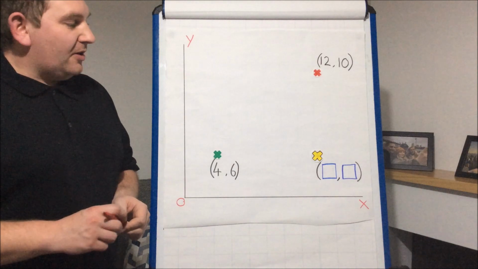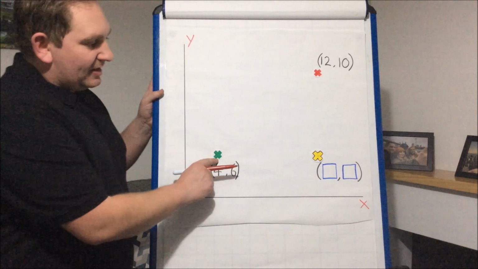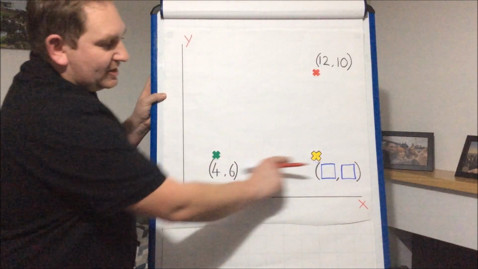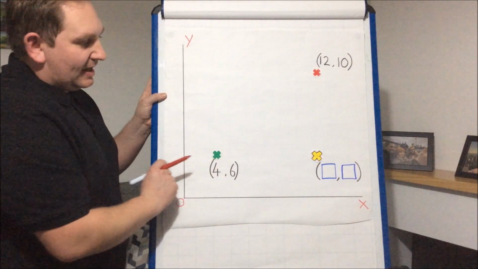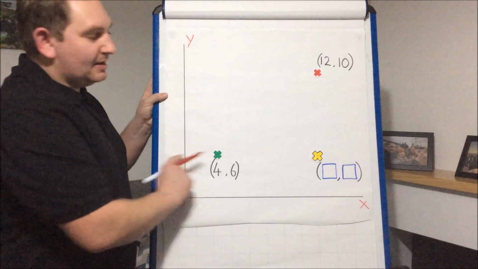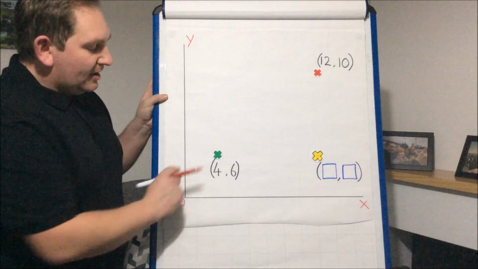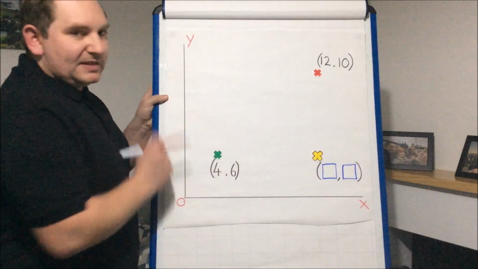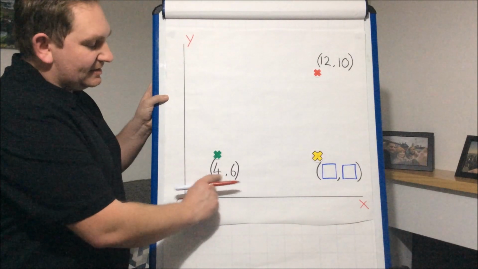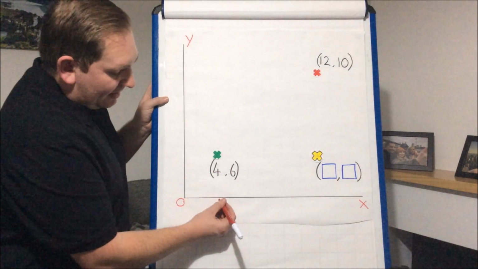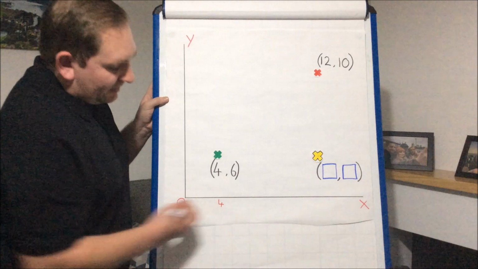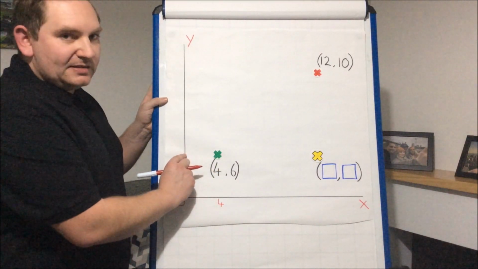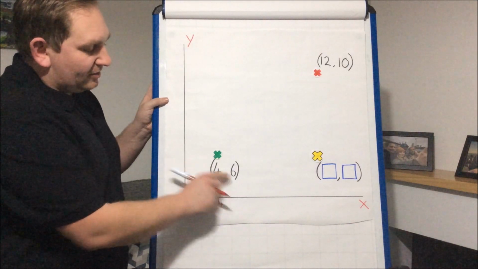Okay, so I can see that the green cross and the yellow cross are on the same line, which tells me the green cross has the same y-axis as the yellow cross. So if we just work out roughly where this is, we think along the corridor, up the stairs. So the x-axis comes first, which means that here is a 4 for the green, and then up the stairs for the y-axis, the green is on 6.